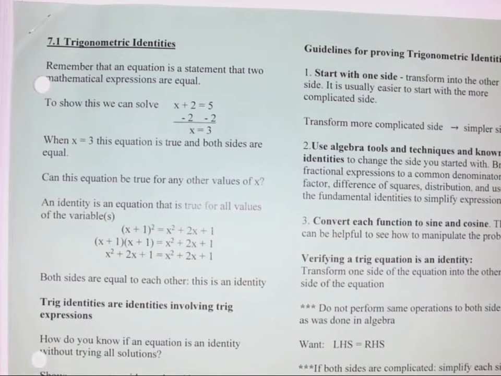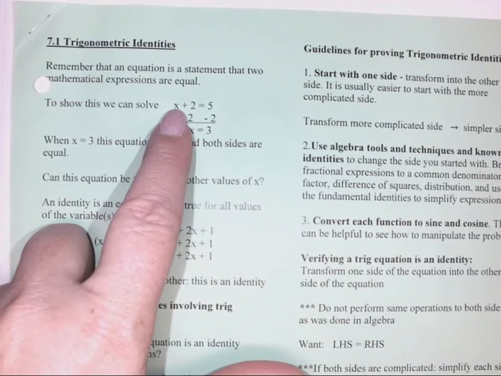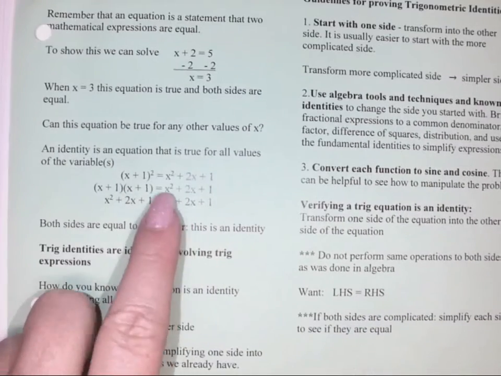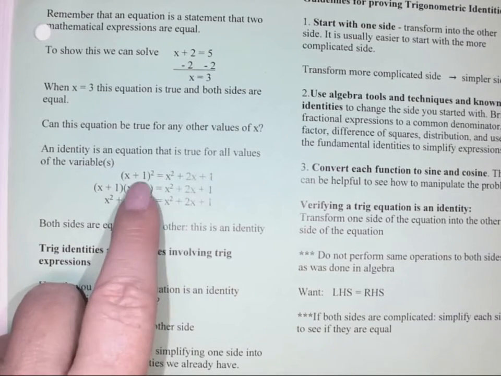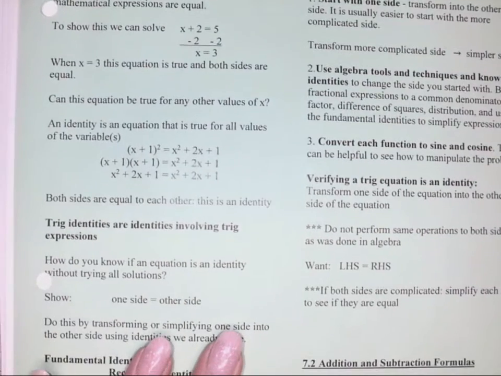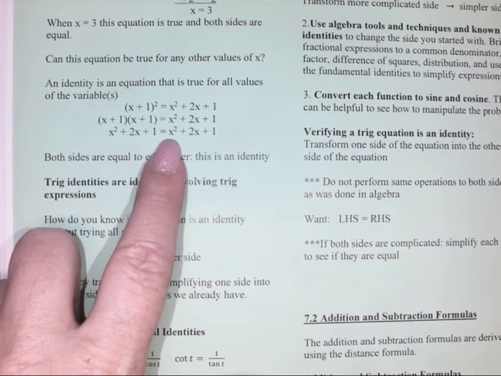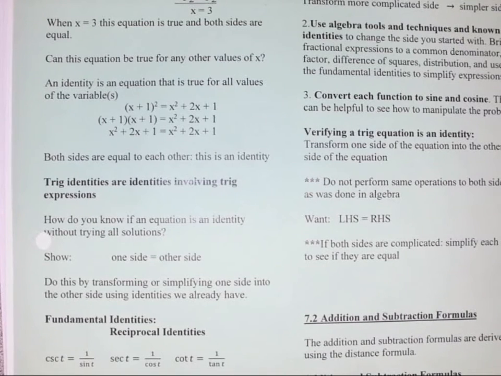Can it be true for any other values of x? Well, no, because only 3 will work for that solution. But an identity is an equation that's true for all values of the variables. So if we have x plus 1 squared equal to x squared plus 2x plus 1, if we separate that out and put x plus 1 times x plus 1, and we distribute or FOIL, we get x squared plus 2x plus 1 is equal to x squared plus 2x plus 1. Well, both sides are equal to each other, so this is what we call an identity.